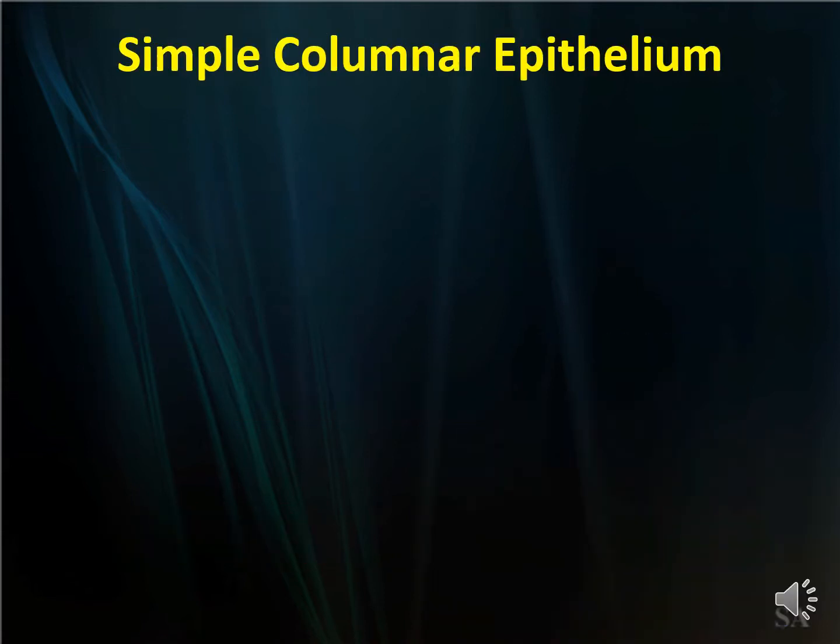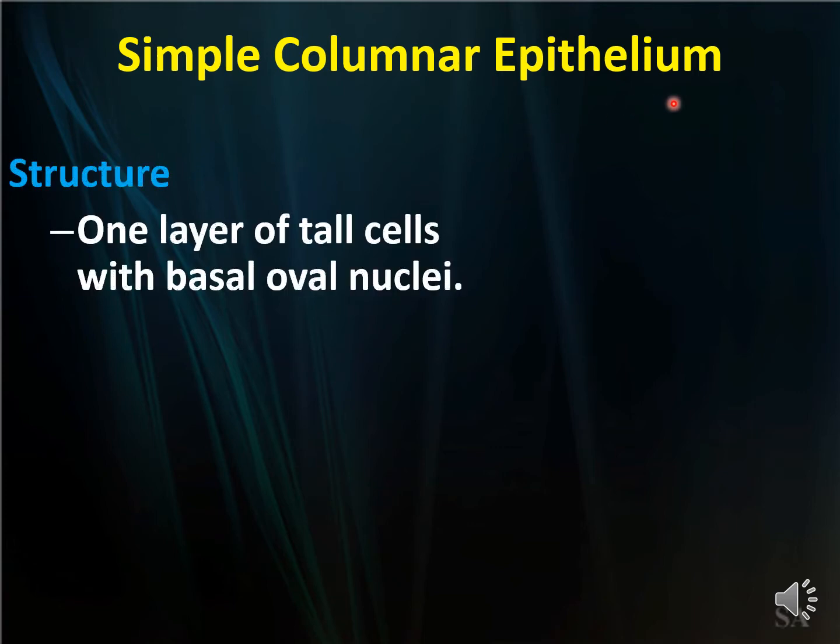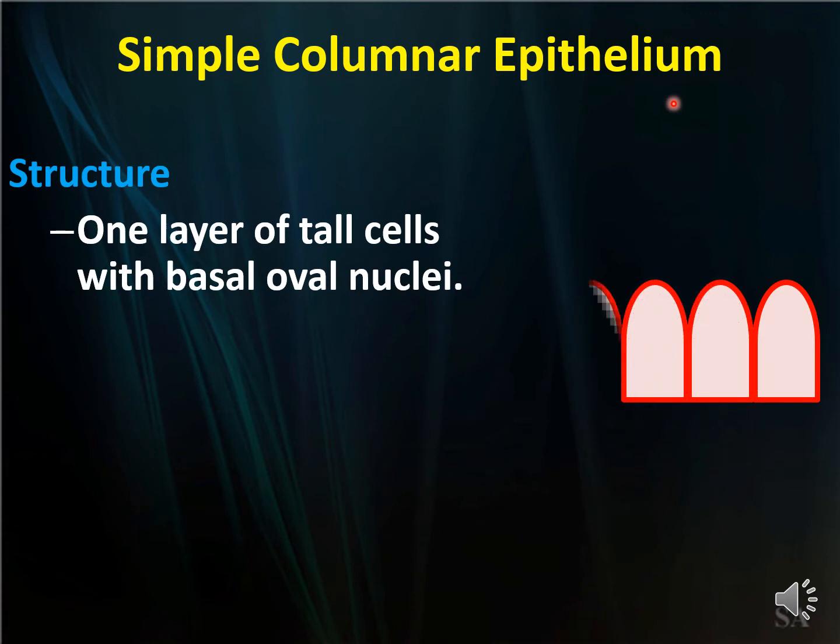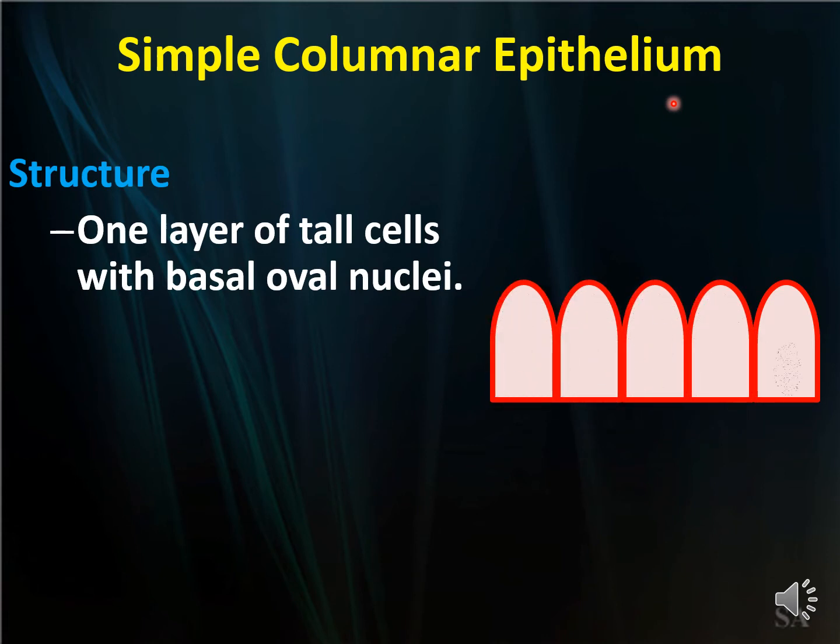The third type of the simple epithelium is the simple columnar epithelium. In this simple columnar epithelium, the cells are tall cells with basal and oval nuclei. So the simple columnar epithelium is formed of tall cells with basal and oval nuclei.